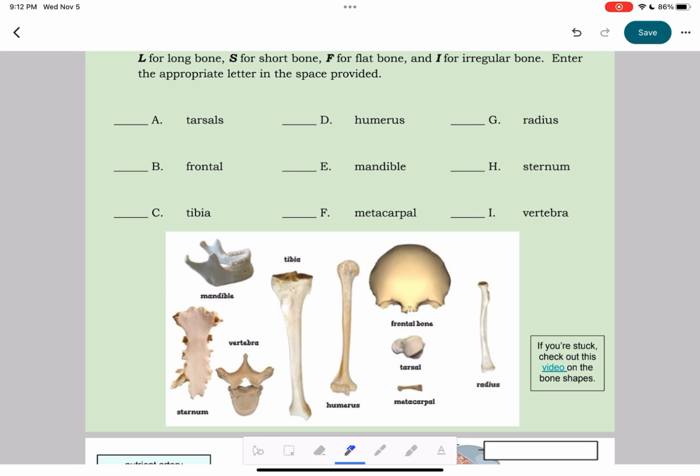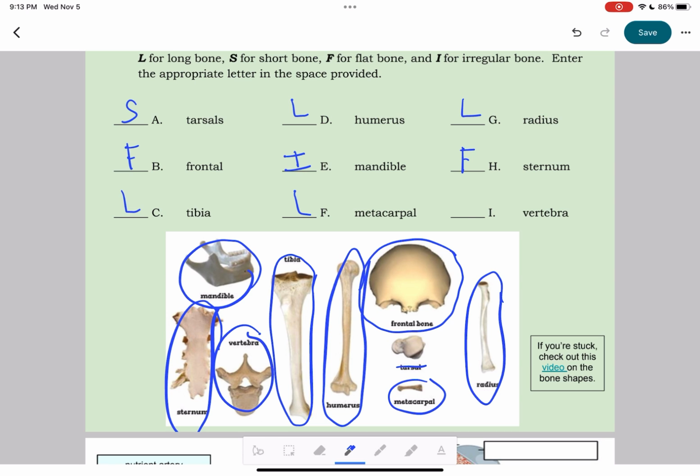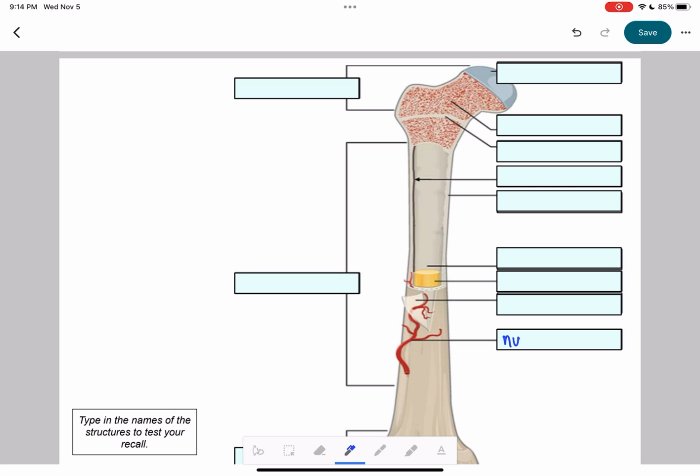And then your tarsal bones are short bones. Your frontal bones are flat. Your tibia is long, so is your humerus. Mandible is very irregular. Metacarpal is long. Radius is long. And vertebra is irregular. Now we're going to be labeling parts of the bone matrix.